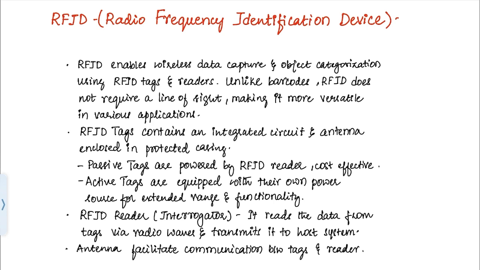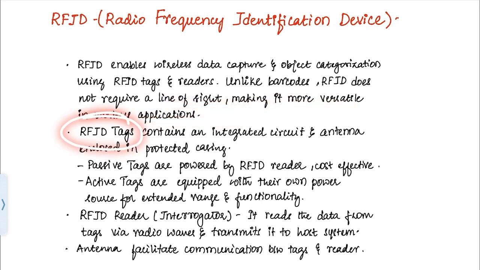The first one which we have is radio frequency identification device, or popularly known as RFID. RFID enables wireless data capture and object categorization using RFID tags and RFID readers. Unlike barcodes, RFID does not require line of sight, making it more versatile in various applications. We'll understand the key components one by one.